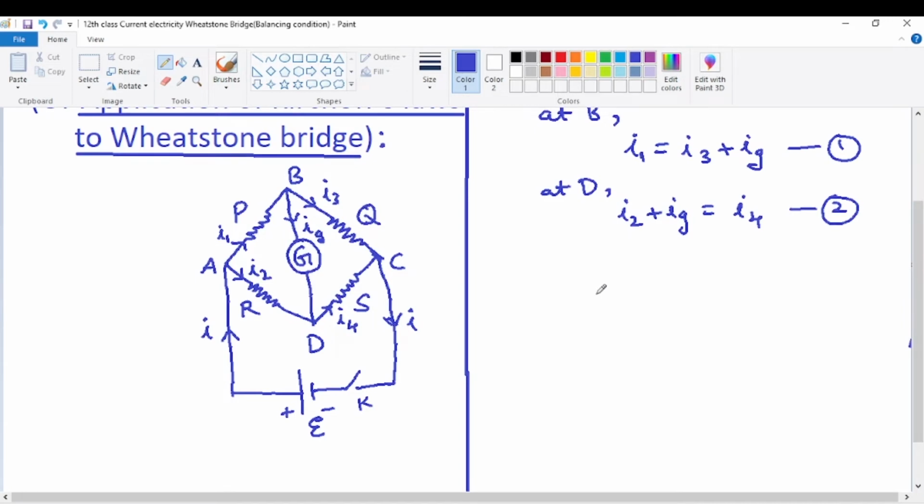Next, applying Kirchhoff's voltage law. Kirchhoff's voltage law we have already seen. Consider any closed circuit. For example, here we have the full big circuit A, B, C, D, that is one closed circuit. Similarly, A, B, C, E, A is another closed circuit. Even small circuits are there. This triangular circuit, A, B, D, A, is a complete closed circuit.